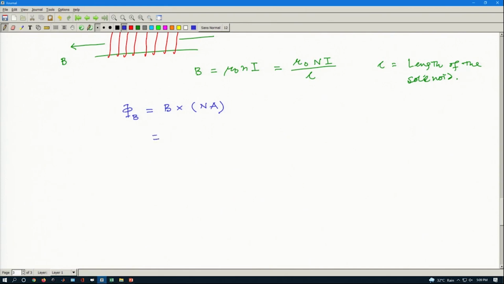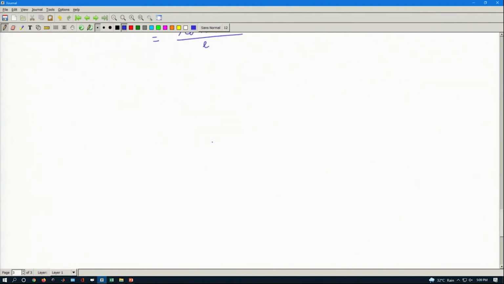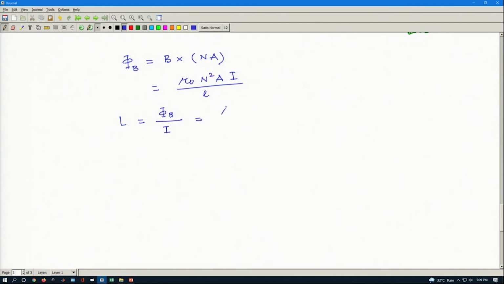So, that gives rise to mu 0 N square A I divided by L. Now, the self inductance, if I want to calculate it for this, then L will be simply phi B divided by the current I. So, this quantity is simply mu 0 n square A divided by L.